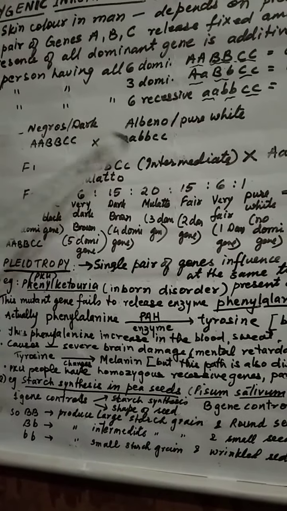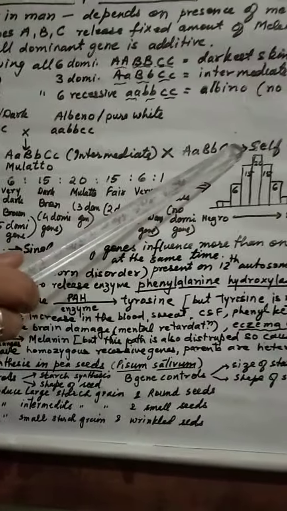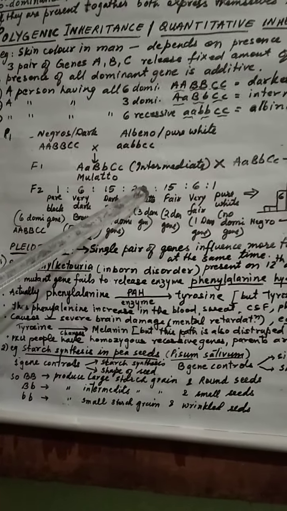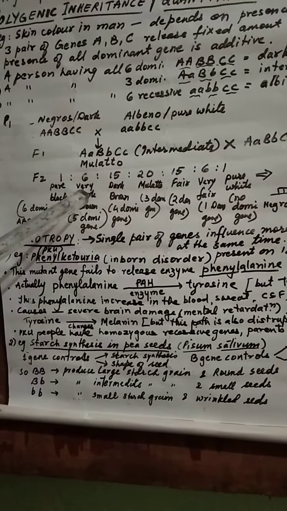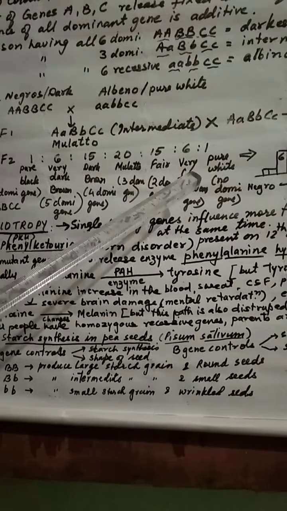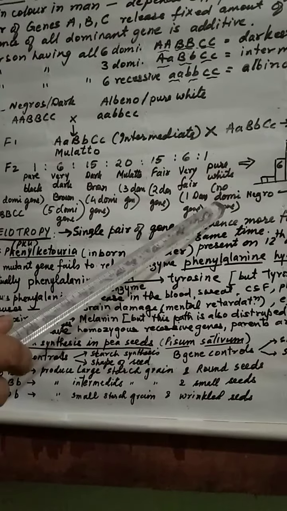Now when this F1 is self-fertilized, the result we get is F2. In this we will get 1:6:15:20:15:6. What are these colors? They are nothing but pure black, then 6 are very dark brown only. Then mulattoes, 20 will be. Then we go towards the fairer one. 15 will be fair, that will be very fair, and then pure white.